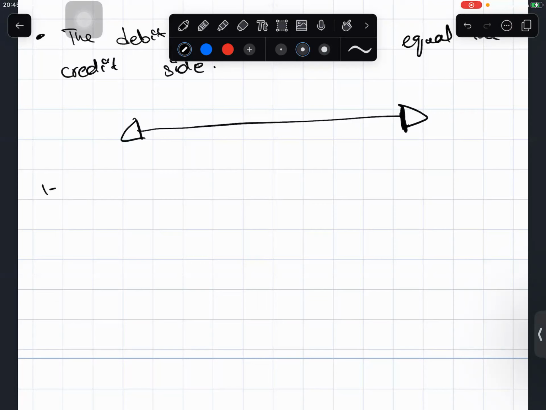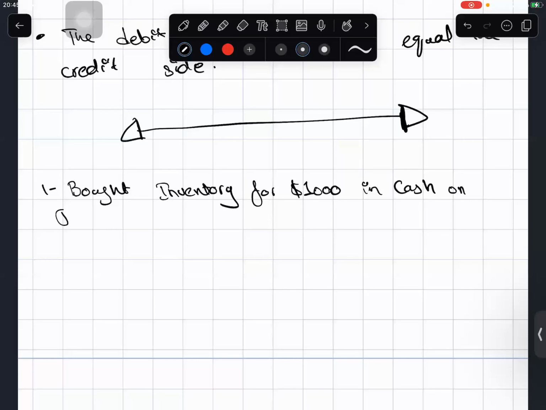So for example, look at this statement. Bought inventory for $1,000 in cash on January 5th, 2023.